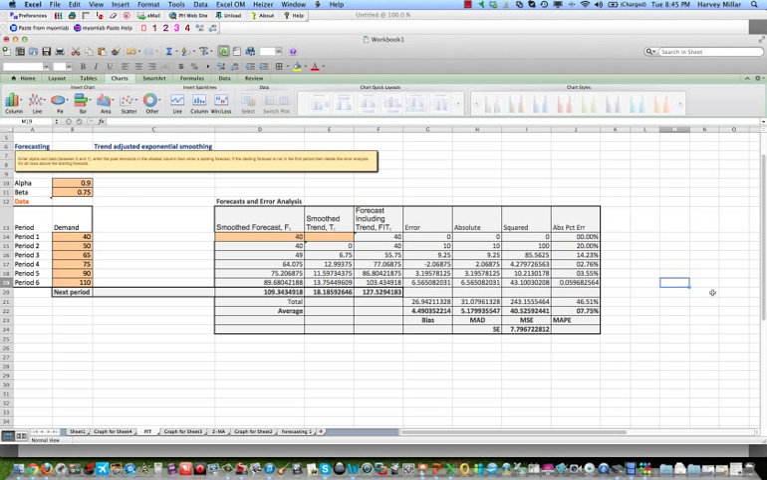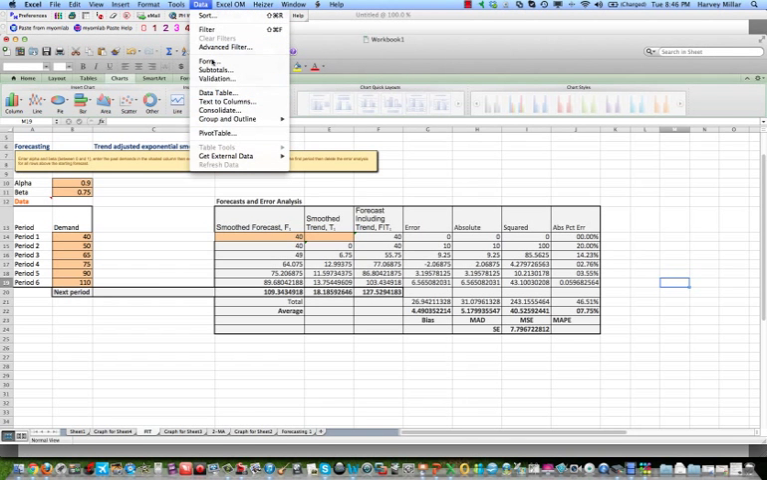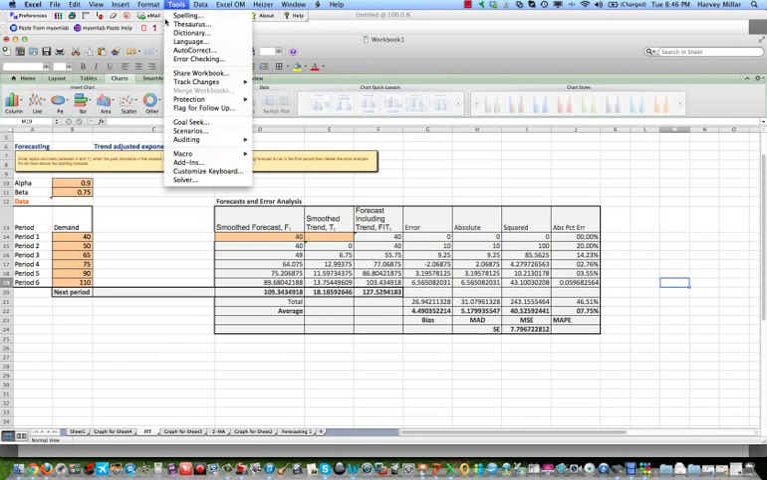If I wanted to find the best values of alpha and beta, or the best value of alpha for a given beta, or the best value of beta for a given alpha, we could certainly do that. So what I'm going to do is optimize this using Solver in Excel. So what does Solver do for us? It allows us to take a spreadsheet model and optimize an objective function.